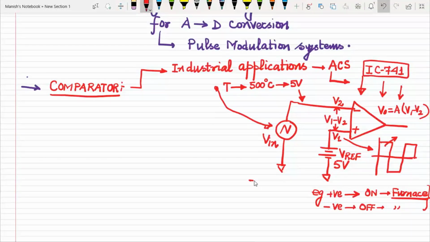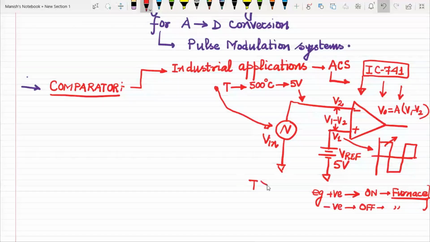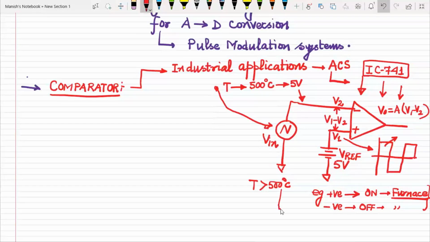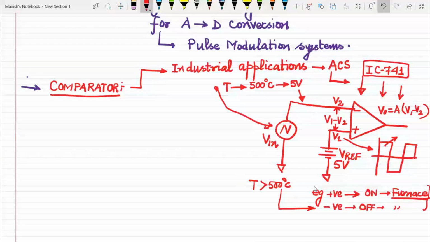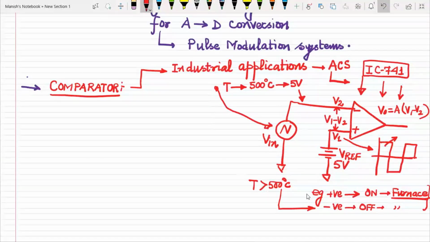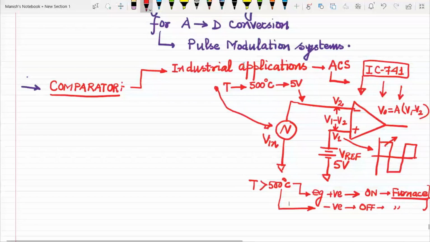That means if the temperature is more than 500 degrees centigrade, in that case the furnace will be switched off till the time the temperature again approaches 500 degrees centigrade. Once it falls below 500 degrees centigrade, again the heater will be switched on, right? So that is how a comparator circuit works.